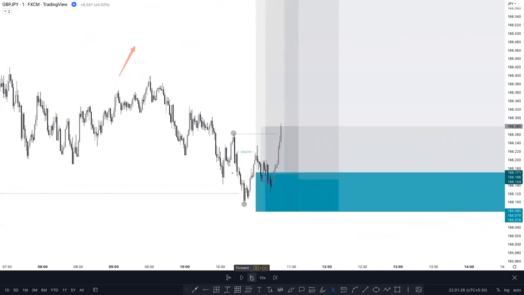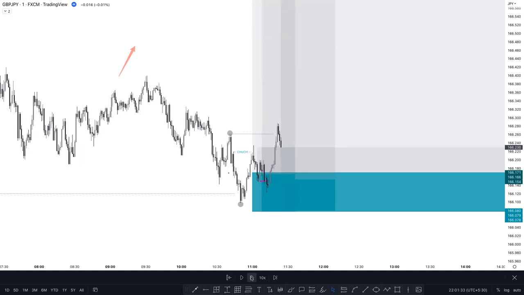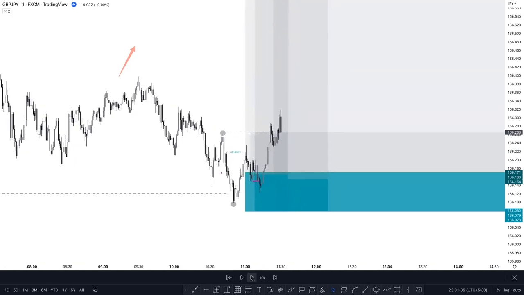Okay, and now you have to wait for it to create inducement before buy or sell. Okay, let's see. So when can we buy here right now?